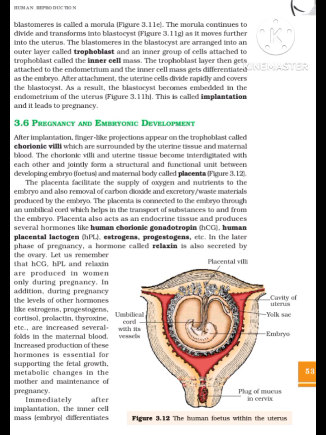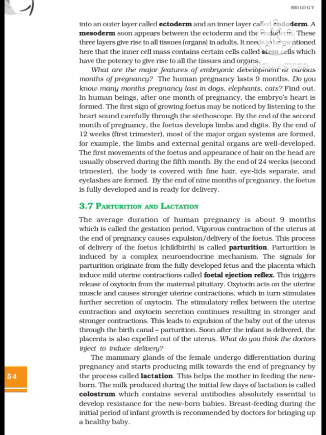Immediately after implantation, the inner cell mass, embryo, differentiates into an outer layer called ectoderm and an inner layer called endoderm. Figure 3.12, the human foetus within the uterus. A mesoderm soon appears between the ectoderm and the endoderm. These three layers give rise to all tissues, organs, in adults. It needs to be mentioned here that the inner cell mass contains certain cells called stem cells which have the potency to give rise to all the tissues and organs.